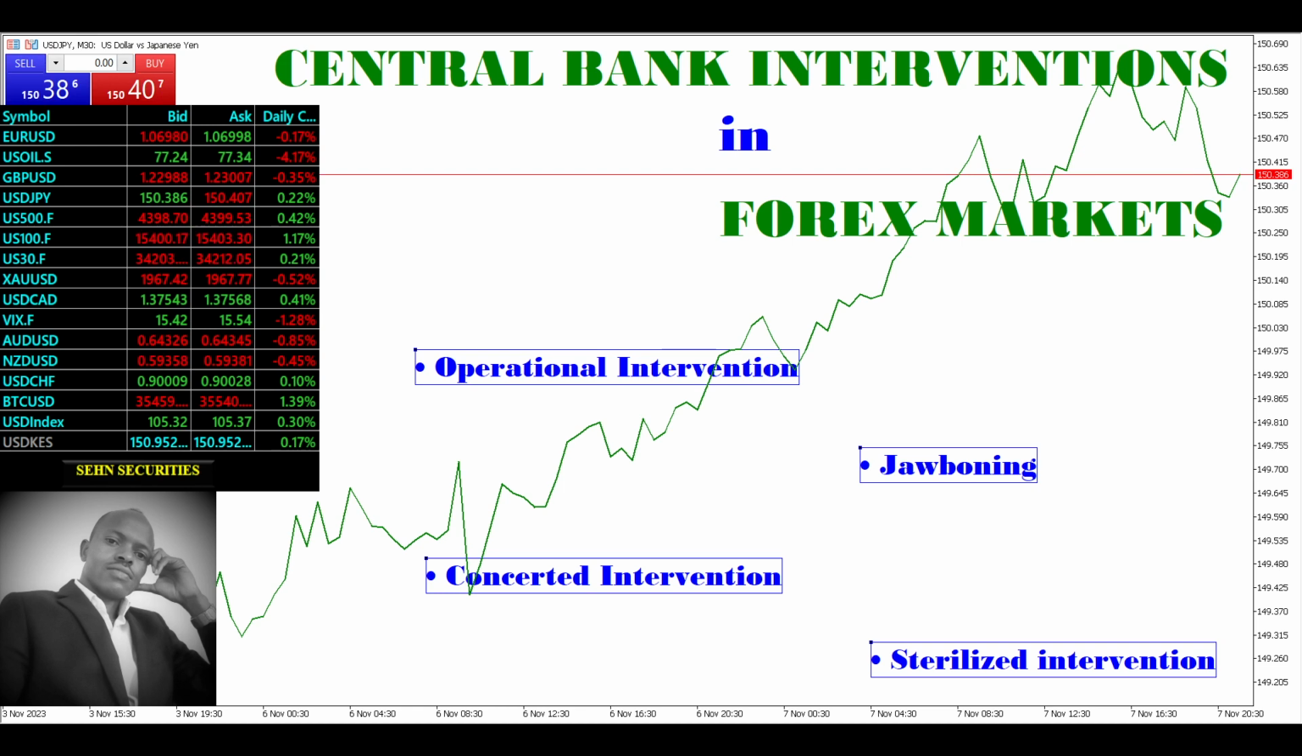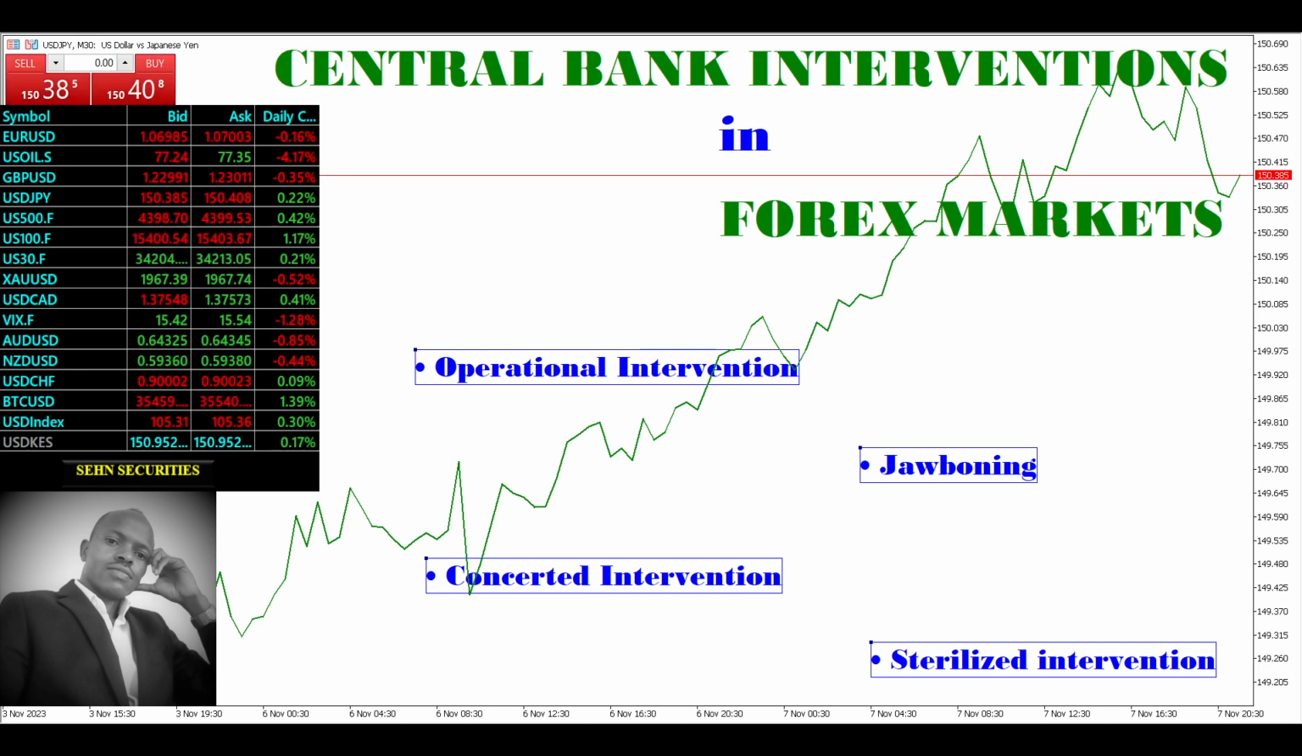Another reason why central banks intervene in the foreign exchange market is supporting trade objectives. Central banks intervene in foreign exchange to ensure that their domestic currency remains at a level that promotes exports and maintains a favorable trade balance.